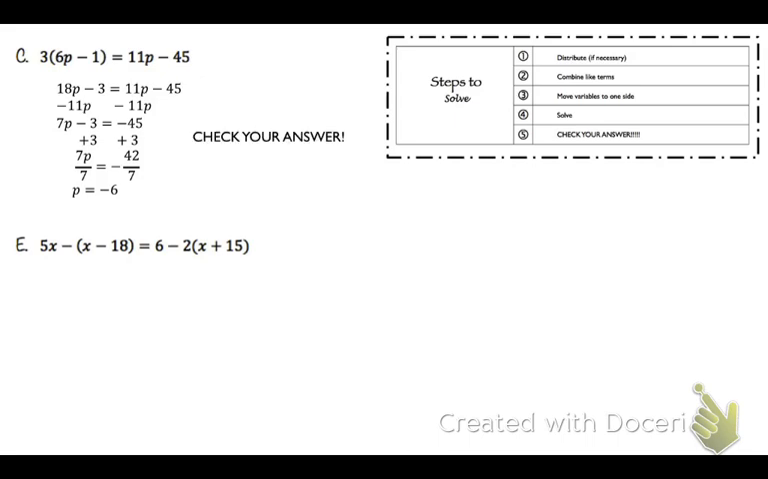And again, we're just going to check our answer. So we're going to plug in negative 6 for the p. So you just plug that in. Put the left side of that into your calculator. You should get negative 111. Put the right side into your calculator. You should get negative 111. And negative 111 equals negative 111, so you're done.